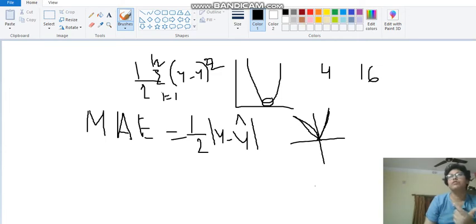I never use Huber loss. I have used only the mean squared error and the mean absolute error.